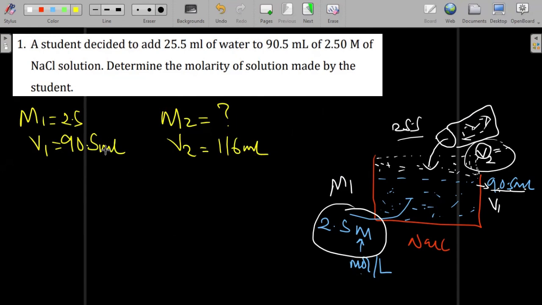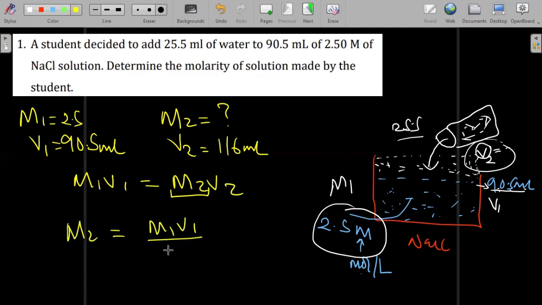Okay, so from here I can apply the dilution formula. I'm going to say M1V1 is equal to M2V2. I want to find M2, so I can make it the subject of the formula. So M2 is equal to M1V1 divided by V2. All right, and then from there we can simply put in the values. The M1 is 2.5 times the V1 is 90.5, and then divided by the V2, which is 116.